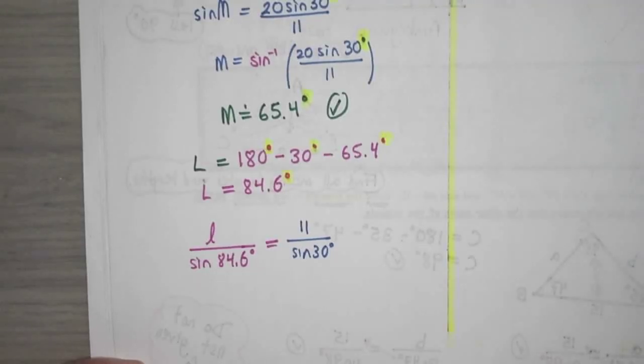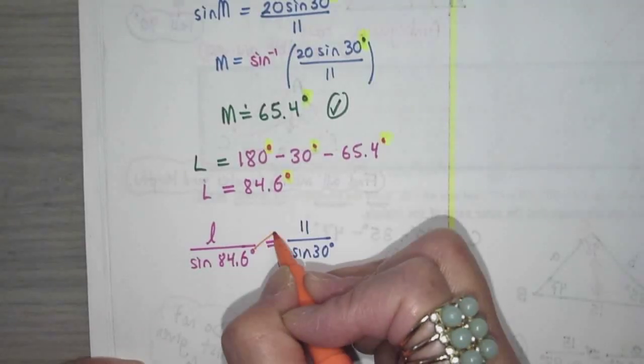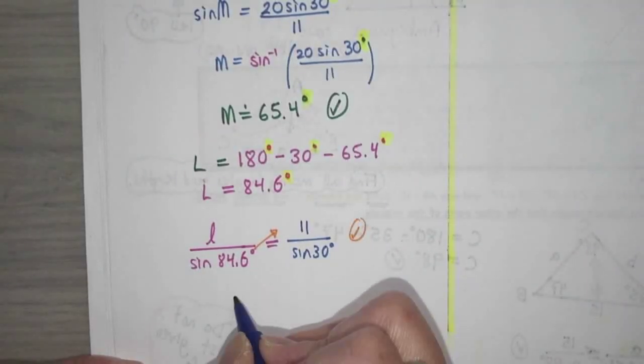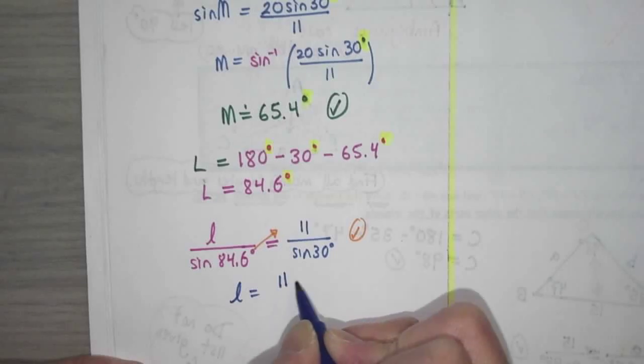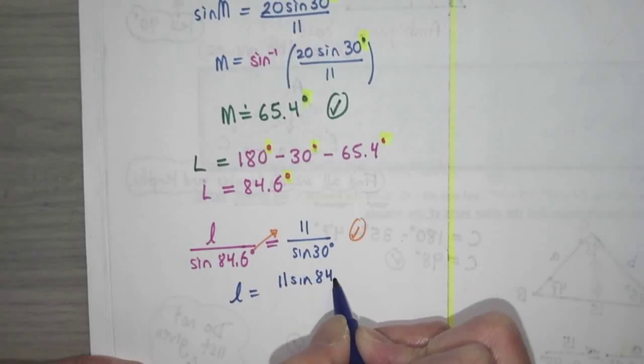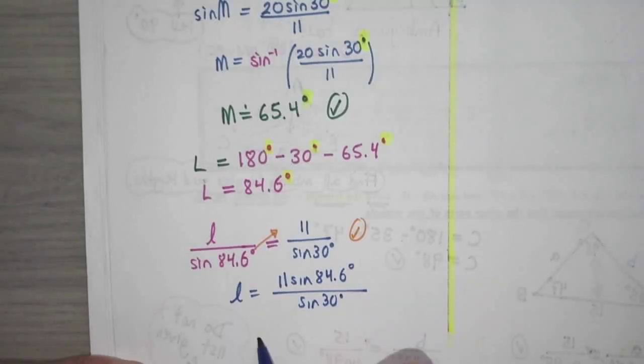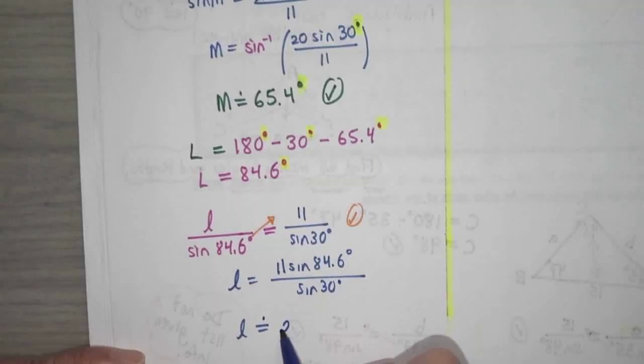Right, so I've got that one, and then all I have to do is bring this guy up. So show me this step, and if you don't want to show me the next step, you don't have to. I'm going to go L equals 11 sine 84.6 degrees over sine 30 degrees, and L should be approximately, I got 21.9. And there's no units, so no centimeters or anything.